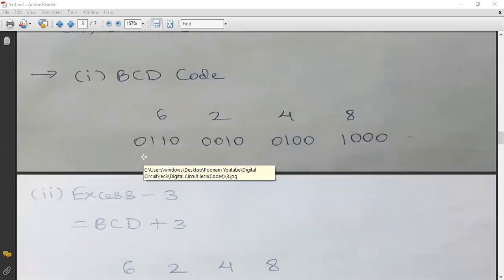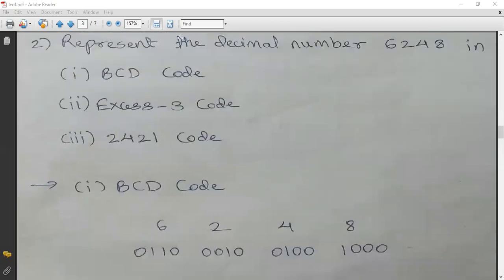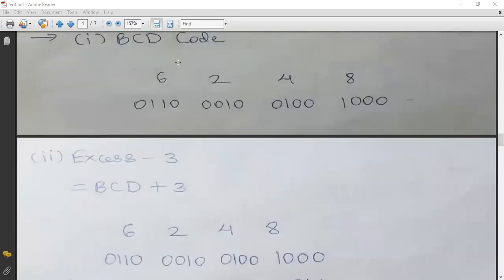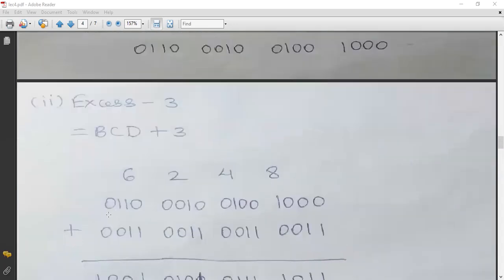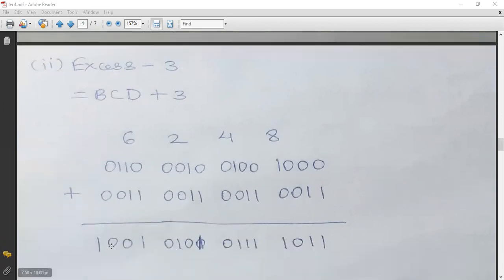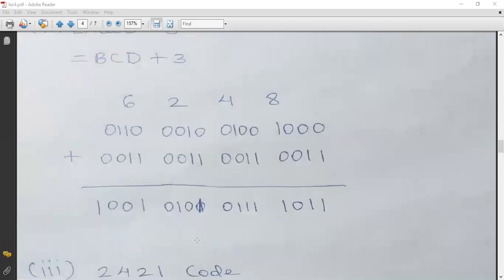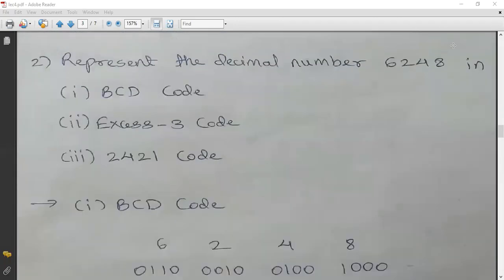Now we need to represent this decimal number in its XS3 code form. What we need to do is just add 3 to its BCD form. So we have the BCD form of the number here, so write it down and add 3 to each number of it. Here I have added 3, and finally I got 1001, 0101, 0111, 1011. So this was the XS3 representation of the decimal number 6248.